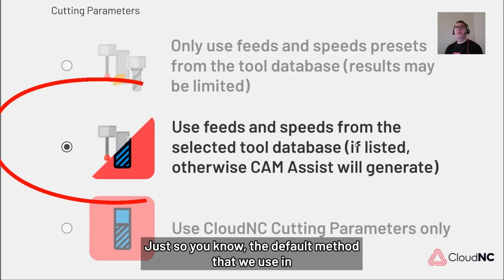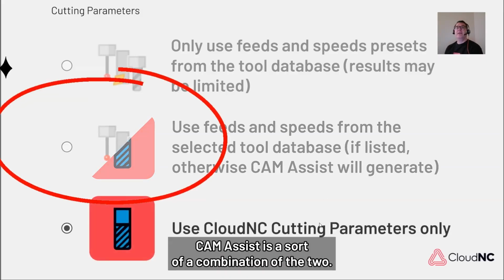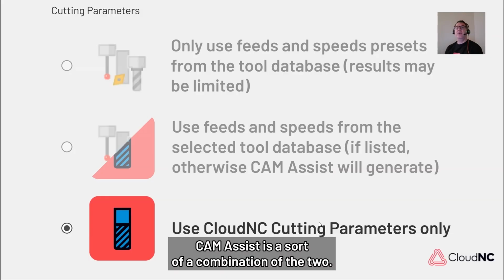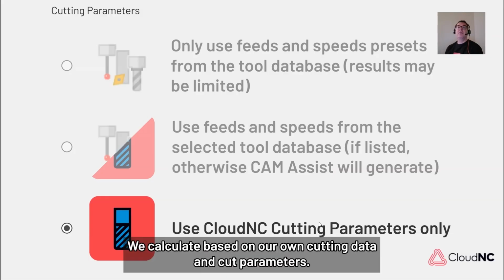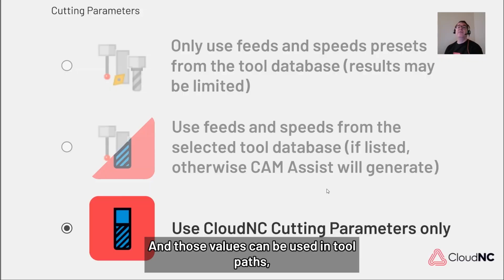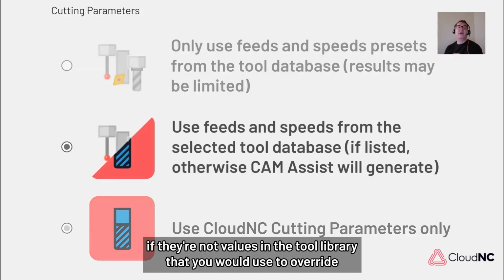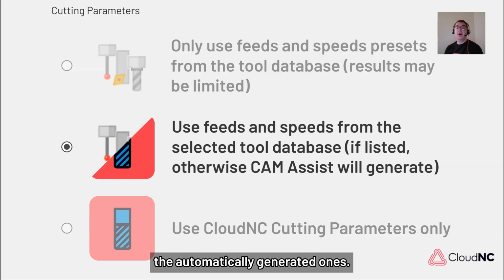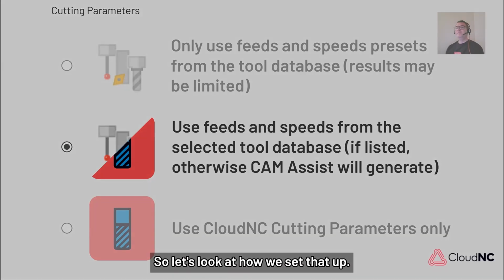Just so you know, the default method that we use in Cam Assist is a sort of a combination of the two. We calculate based on our own cutting data and cut parameters, and those values can be used in toolpaths if there are not values in the tool library that you would use to override the automatically generated ones. So let's look at how we set that up.